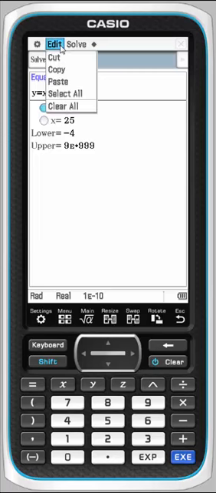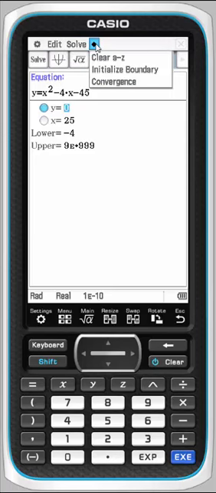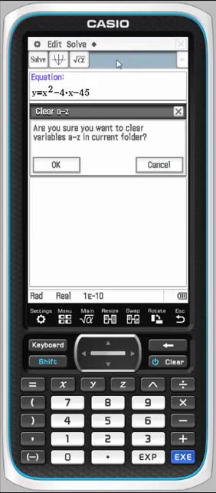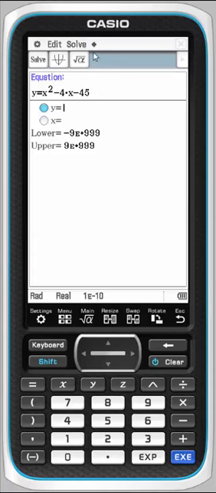If you ever want to reset them, we can clear A to Z. That's only variables titled A through Z, or any programs titled A to Z. Likewise, if you want to reset these boundaries, you just click Initialize Boundary here, and it will put them back to the way they were.